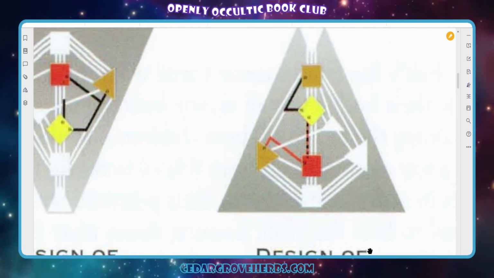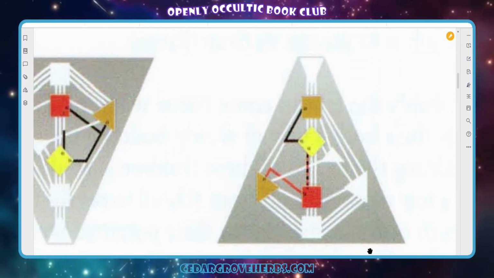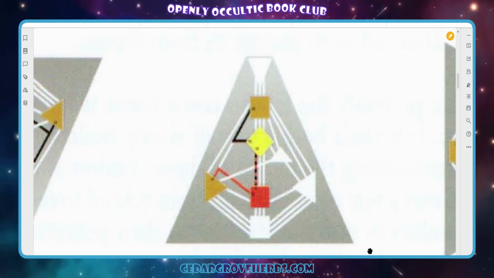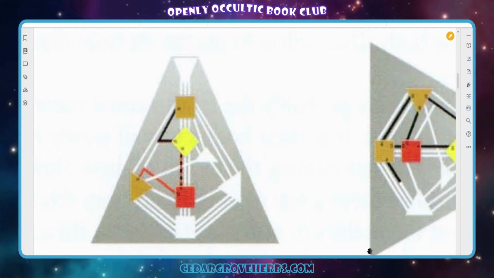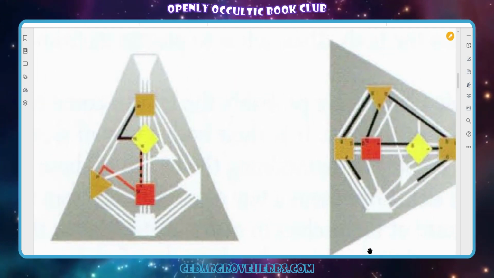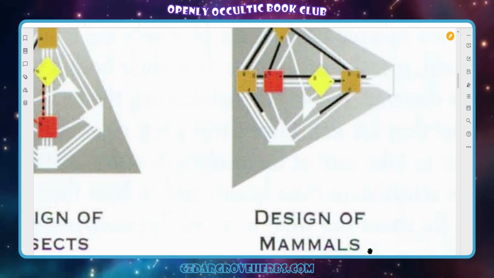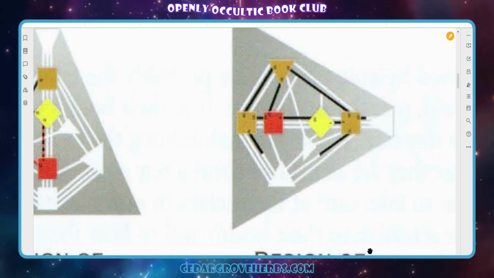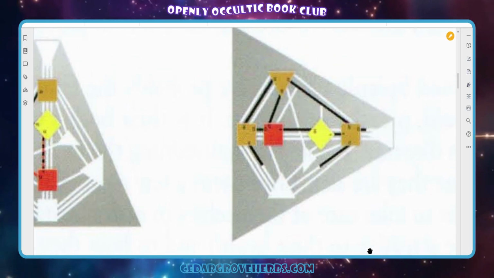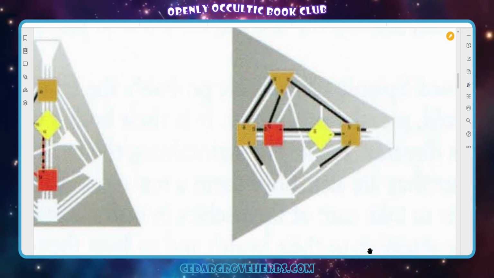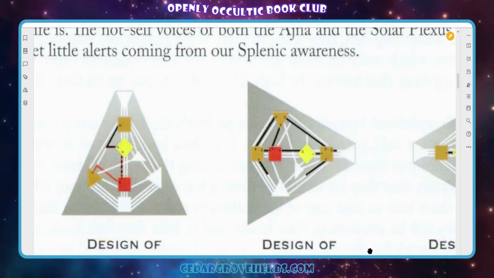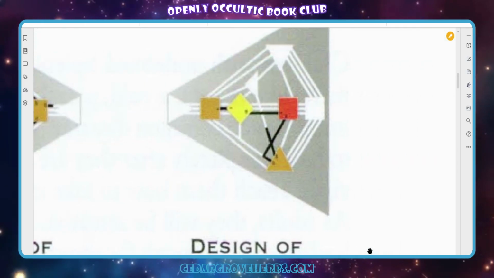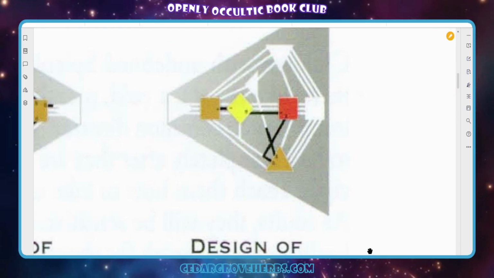This is the design of insects. They have 8 centers. This is amazing, right? Everything has an aura and everything has a center. Design of mammals. They have 8 centers as well. And we have the design of fish, birds, and reptiles, and they have 8 centers.